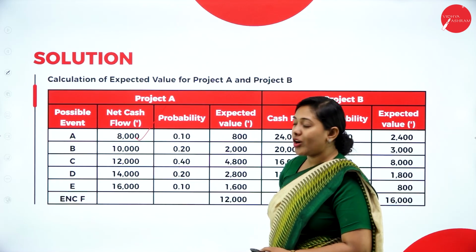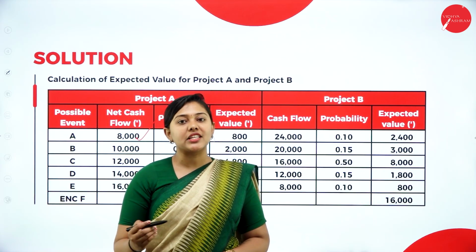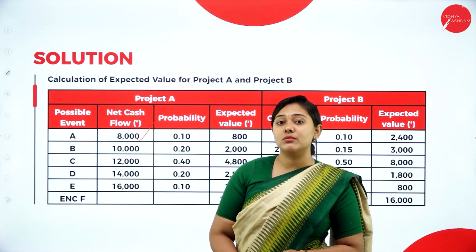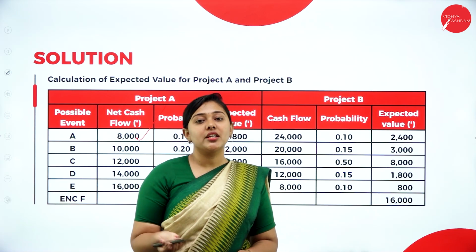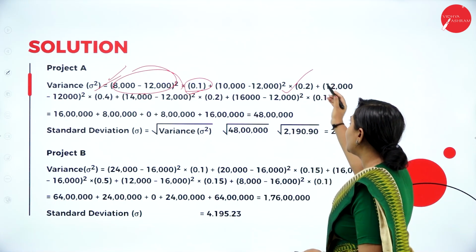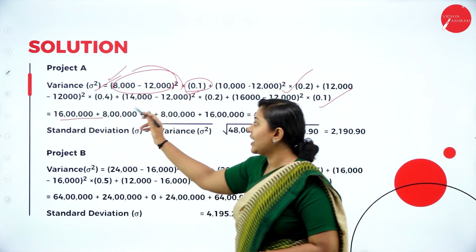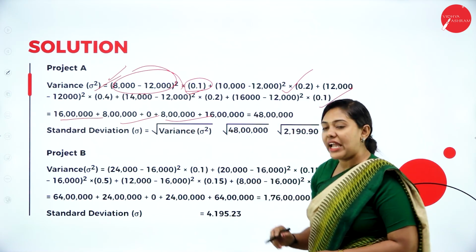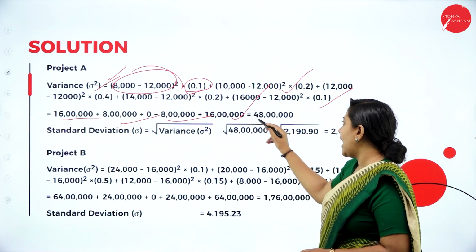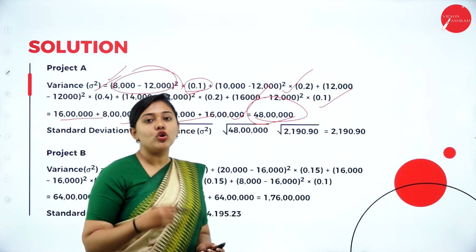That is your possible event B. So 10,000 is the net cash flow minus the expected net cash flow. It is 12,000, whole square, into the probabilities. You have to do it, and then you get the values as 16 lakh, 8 lakh, 0, 8 lakh, plus 16 lakh. The variance you get is 48 lakhs. So you have got the variance.